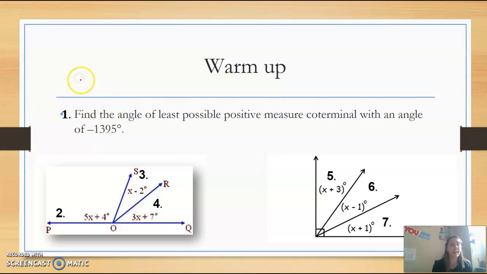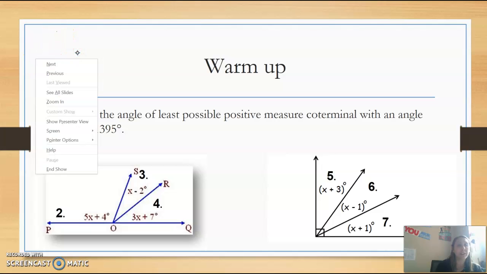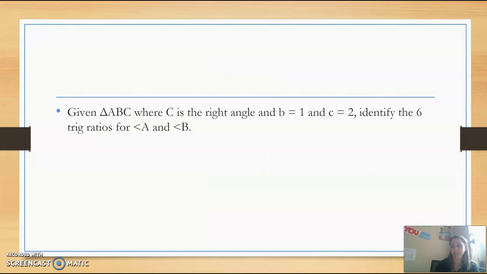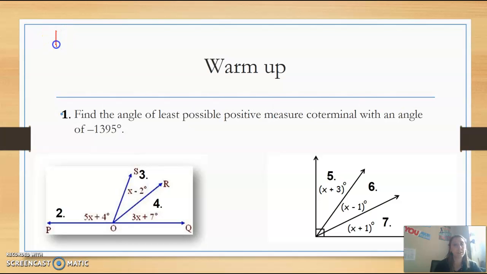So to find the angle of the least possible positive measure, coterminal with angle negative 1395, the first thing we have to do is figure out where 1395 actually is. So let's do that.